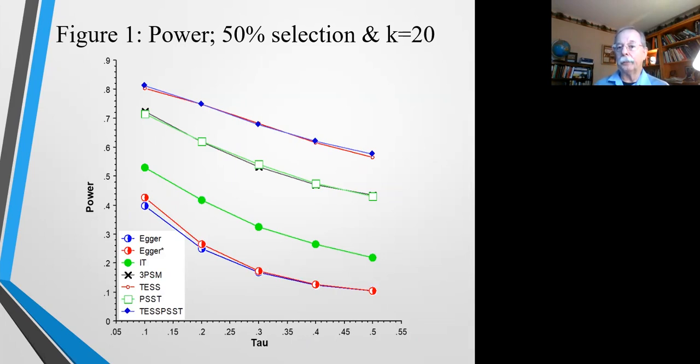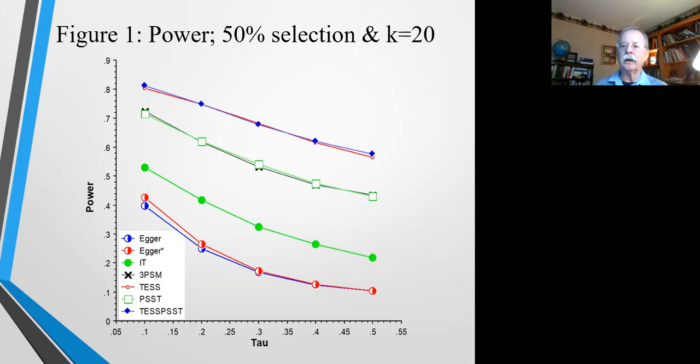When we look at the power of these tests, in this case, we have just 20 studies, and I'm assuming that 50% of them have been selected to be statistically significant. By the way, you need this 50% selection if you want to reproduce what you see in large-scale replications. But I'll come back to that issue if you don't believe it yet.